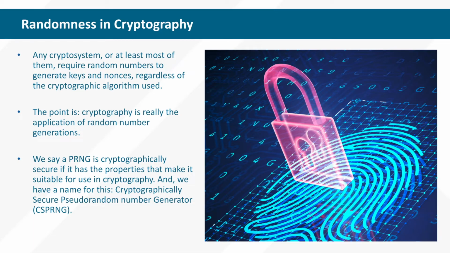The point is, cryptography is really the application of random number generation. Now, we say a pseudo-random number generator is cryptographically secure if it has the properties that make it suitable for use in cryptography. We call it a Cryptographically Secure Pseudo-Random Number Generator, or CSPRNG. To earn this name, there are requirements needed to be satisfied. First, they must pass statistical randomness tests, and secondly, they must hold up well under serious attack, even when part of their initial or running state becomes available to an attacker.